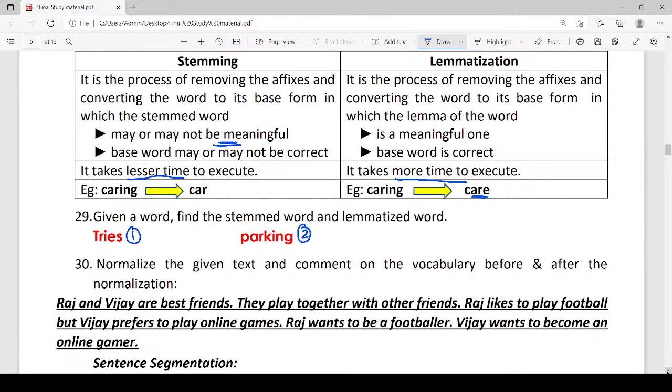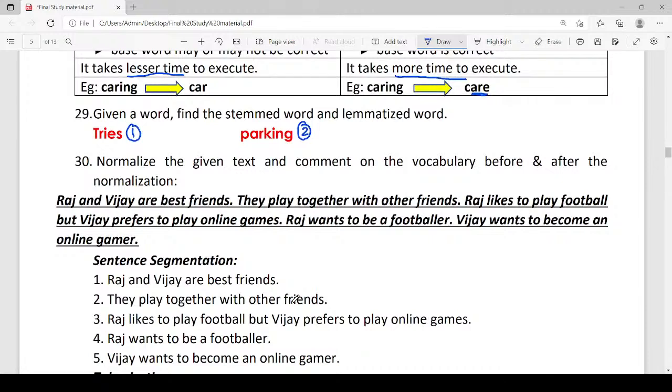Raj and Vijay are best friends. They play together with other friends. Raj likes to play football, but Vijay prefers to play online games. Raj wants to be a footballer. Vijay wants to become an online gamer. Now in the process of sentence segmentation, this paragraph would be broken down into 5 different sentences. As you can see, this is the first sentence, second sentence, third sentence, fourth sentence and fifth sentence. So we are going to break down the given paragraph into 5 different sentences in sentence segmentation.